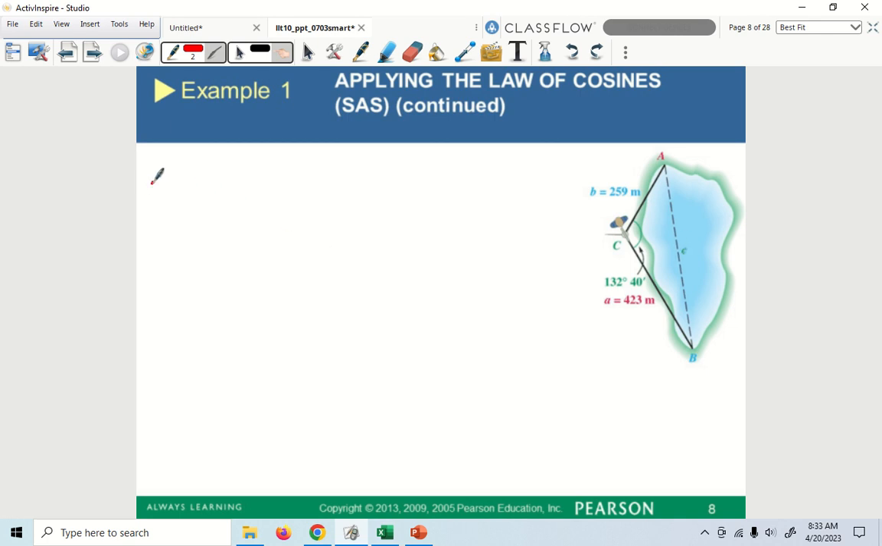So little c is equal to the square root of a, which is 423 squared, plus b, which is 259 squared, minus 2 times 423, sorry.